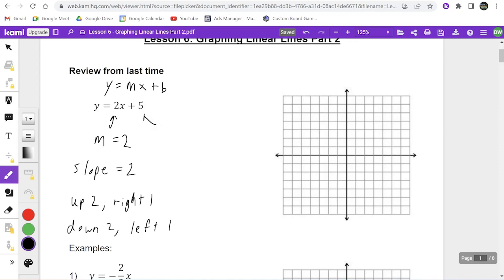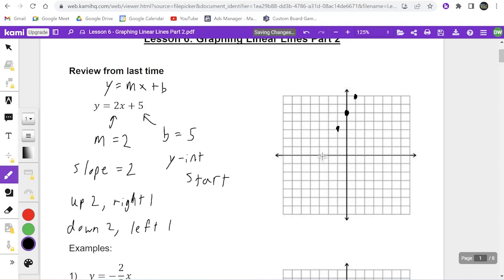Now, the plus 5, that's called the y-intercept. That's our b. And that's where we're going to start. We're going to start at the point 0, 5. So in other words, 5 tick marks up. 1, 2, 3, 4, 5, this point right here. And then every point after that, I got to go up 2, right 1, or down 2, left 1. So for instance, up 2, right 1, that's this point right here. And then you can't go anymore because you've reached the end of the graph. So then you got to go the other way. Down 2, left 1, right there.